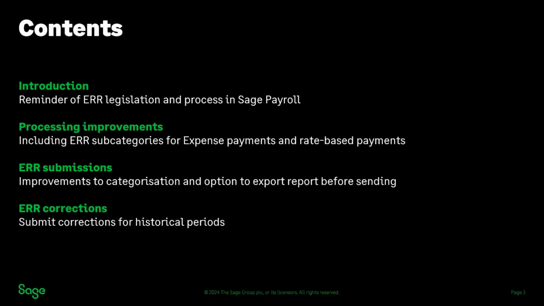We're then going to run through some improvements that we've made to the submission process. So mainly some of the changes we've made to categorization, and also a new option to allow you to export a report before you send the enhanced reporting submission to revenue. And then we're going to look at the improvements to corrections. So it will now be possible to submit corrections for historical periods without having to restore or go back to a period archive and reprocess your payroll.